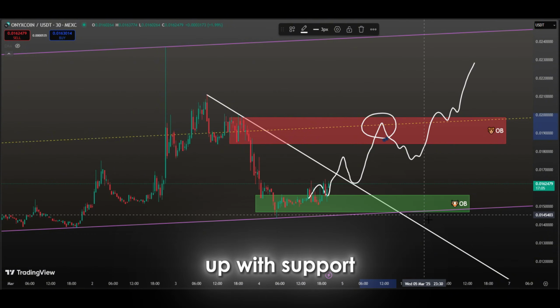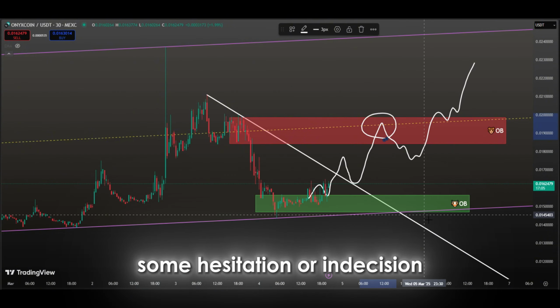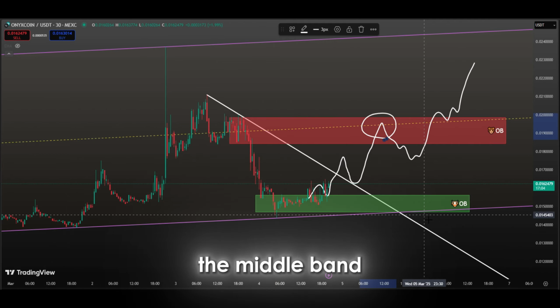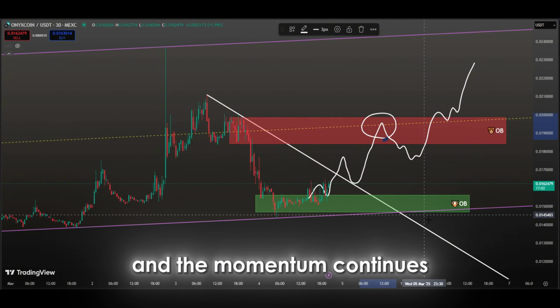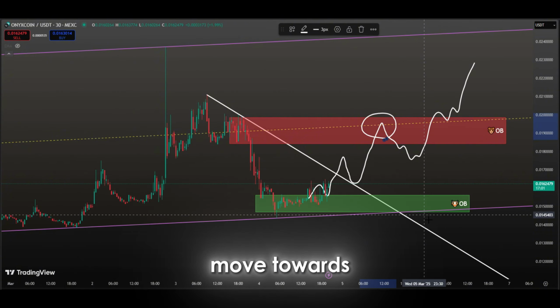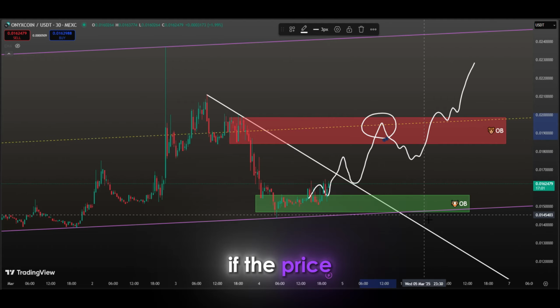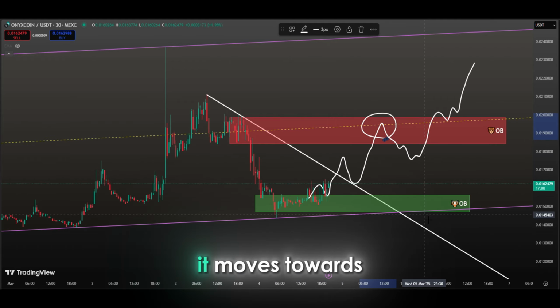The price moves up with support from the lower band and may show some hesitation or indecision when it reaches the middle band of the channel. If the buyers remain strong at this point and the momentum continues, the price is more likely to move towards the upper band of the channel. If the price breaks the downtrend, it moves towards the middle band.